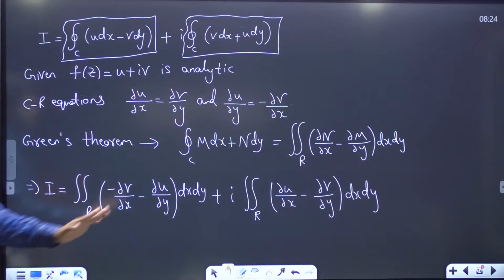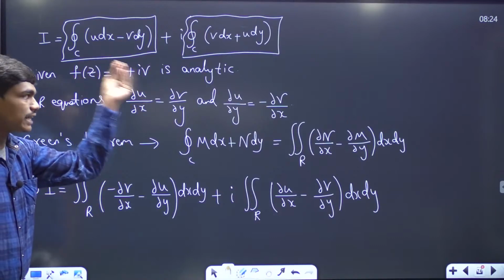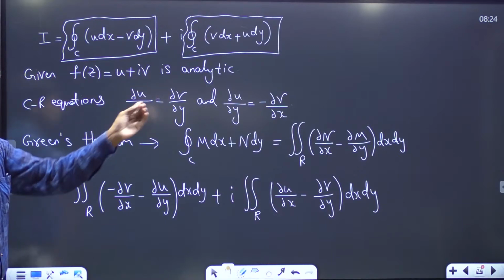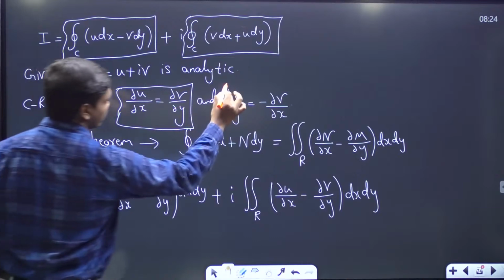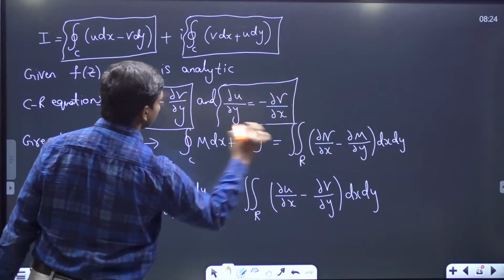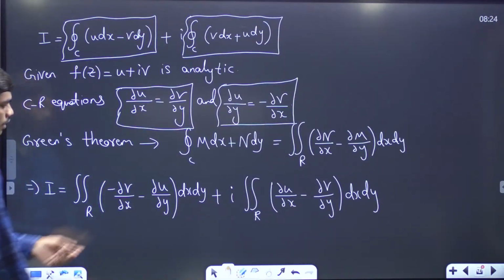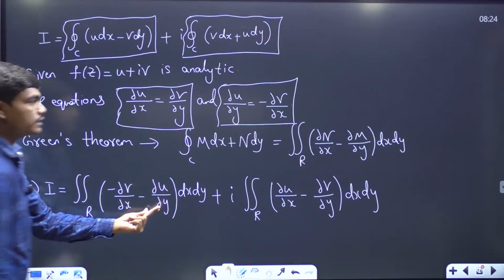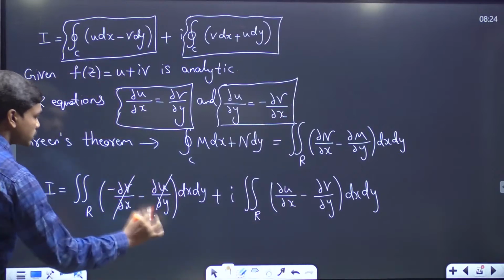Correct? So now if this function is analytic, if f of z is equal to u plus iv is analytic, then definitely it should satisfy Cauchy-Riemann equations. And what are Cauchy-Riemann equations? These 2 equations that we have here. Dou u by dou y is minus dou v by dou x, and dou u by dou x is dou v by dou y. Now see carefully, this dou u by dou y, which is here, can be replaced with minus dou v by dou x, which means these 2 functions get cancelled.